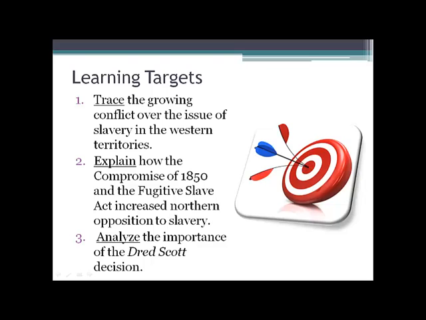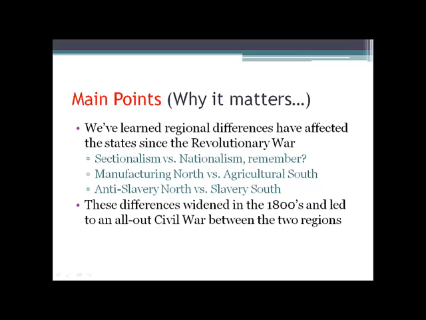We are going to trace, not actually drawing out a picture, but showing the growth of the growing conflict over the issue of slavery in the Western territories. We're going to talk about the Compromise of 1850 and the Fugitive Slave Act and how those increased Northern opposition to slavery. And then finally, the landmark Supreme Court decision, Dred Scott versus Sandford. We're going to talk about that as kind of the no turning back point to the Civil War.